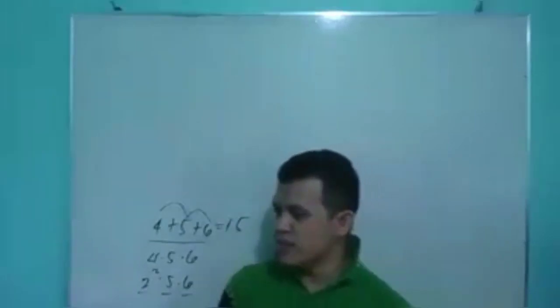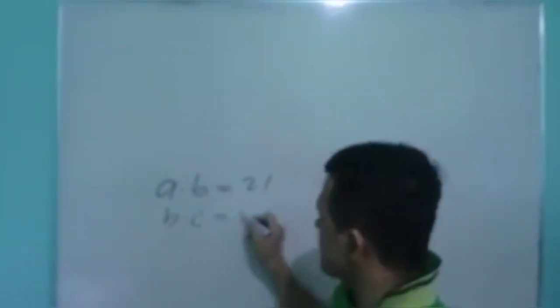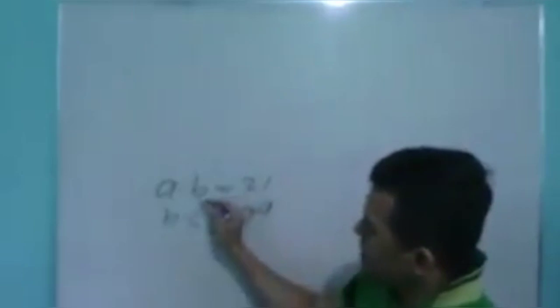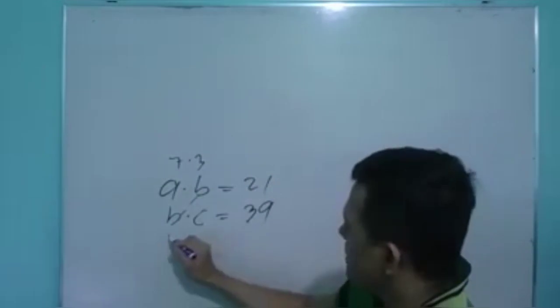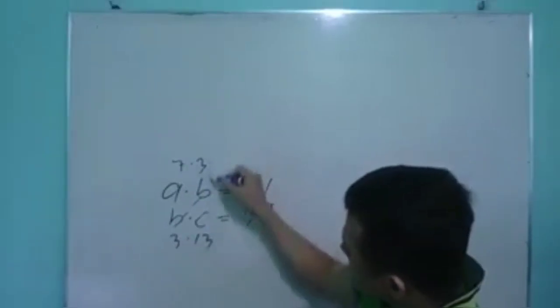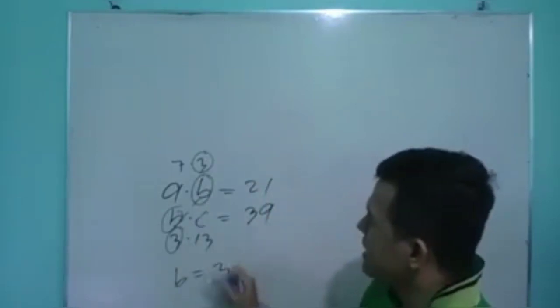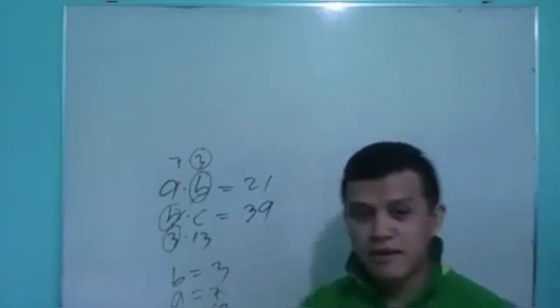If A, B, and C are all integers greater than 1, and A times B is equal to 21, and then B times C is equal to 39. Remember, B is the common one. So we have 21, which is 7 times 3, and then this one, 3 times 13, right? Look at that. B is common, so that means 3 is also common, so that means B is equal to 3, right? So A is equal to 7, right? And then C is equal to 13, correct?